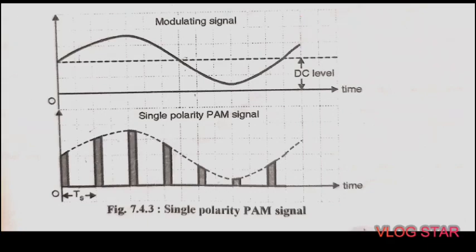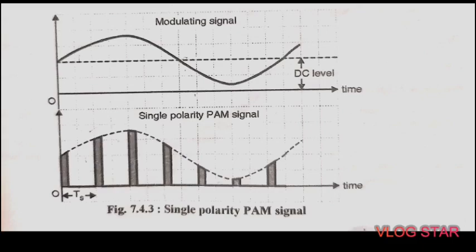If we see the advantages and disadvantages of PAM, there are not many advantages except for the simplicity of generation and detection, but there are many disadvantages. The first is that the amplitude of the PAM signal changes according to the amplitude of the modulating signal. Therefore, like AM, the effect of additive noise is maximum in PAM. The added noise cannot be removed easily.